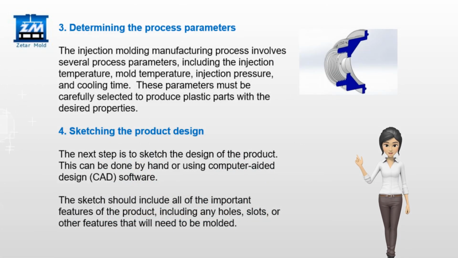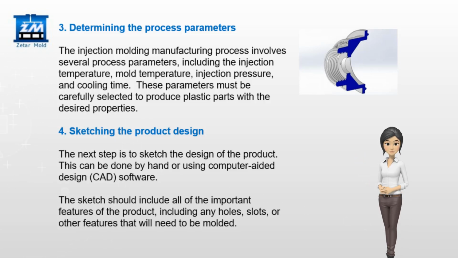Determining the process parameters. The injection molding manufacturing process involves several process parameters, including the injection temperature, mold temperature, injection pressure, and cooling time. These parameters must be carefully selected to produce plastic parts with the desired properties.